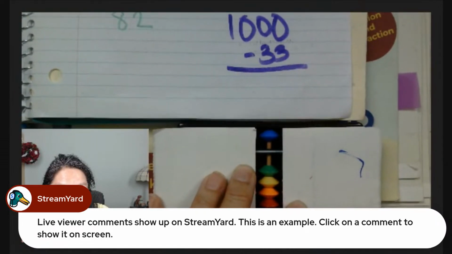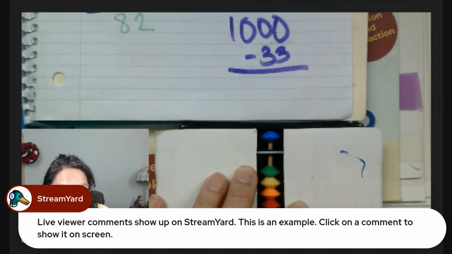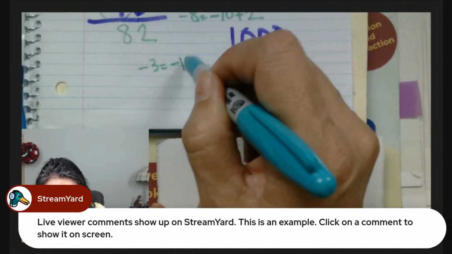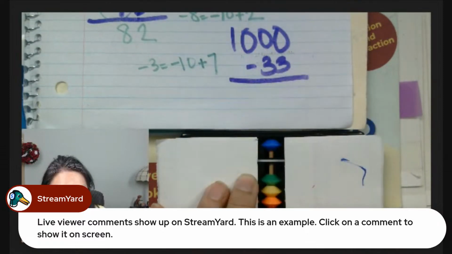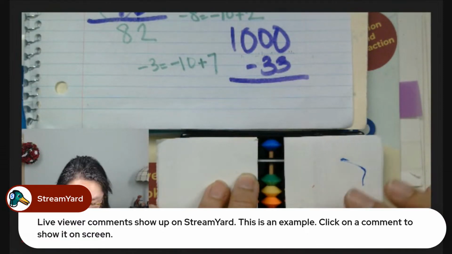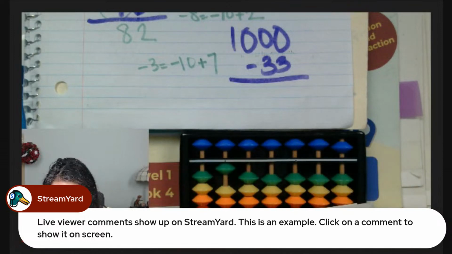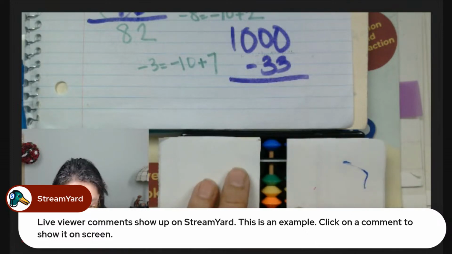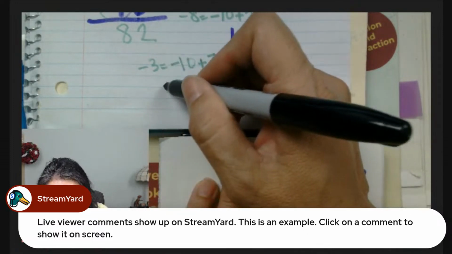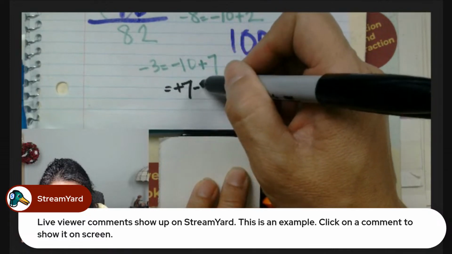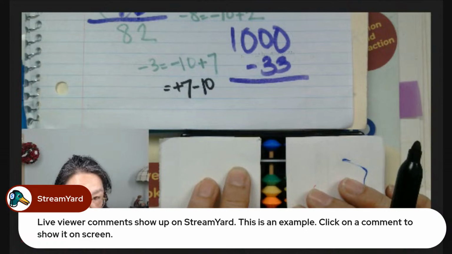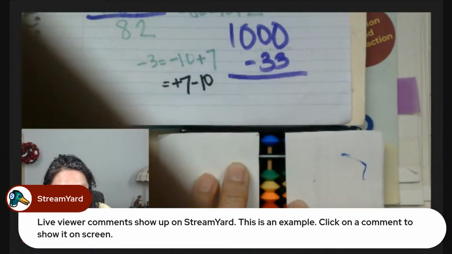Let me play around with the camera. Okay, so here's what we have. Minus the 3 is equal to minus the 10 plus the 7. Maybe I should just change different colors. There we go. So this is minus the 3. Again, we can change this: plus the 7 is minus the 10. We're going to do this first. Why? Because I don't want to forget. So this is a concept that we can do.